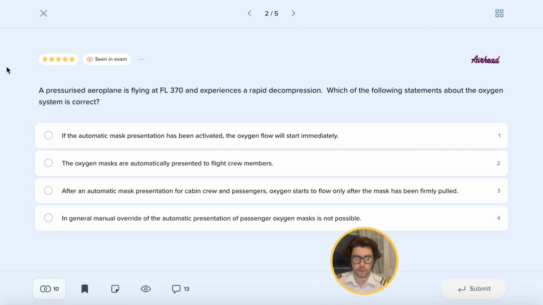And for question number 2, a pressurized airplane is flying at flight level 370 and experiences a rapid decompression. Which of the following statements about the oxygen system is correct? So like we said before, if we have a cabin altitude above 15,000 feet, the oxygen masks are required to drop down automatically. So of course, if we are experiencing a rapid decompression at this level, then the masks will deploy very quickly because the cabin altitude will start rising well below 15,000 equally fast.